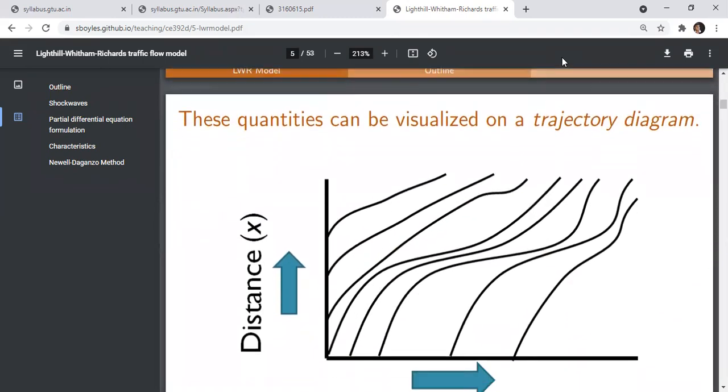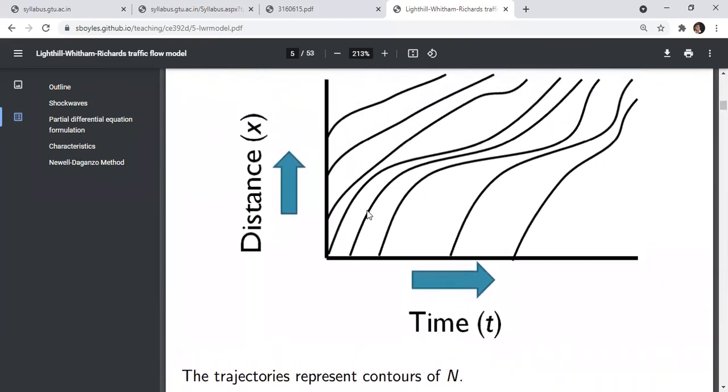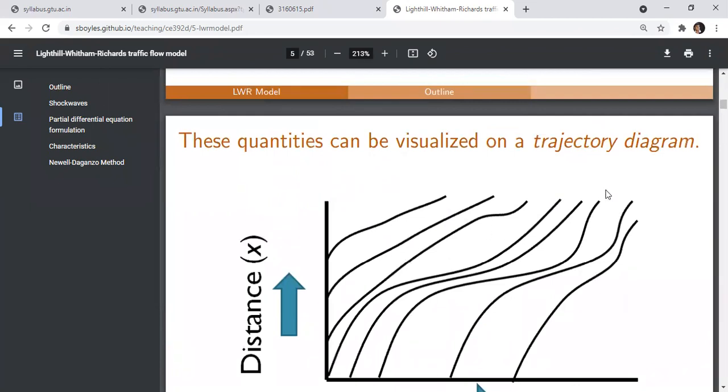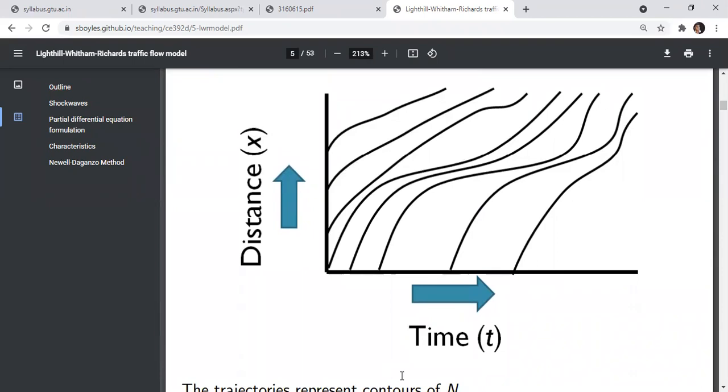This quantity can be visualized on the trajectory diagram. With time and distance, the trajectories represent the contours of N, showing how many vehicles are available at that point. If the speed of the vehicle is higher, there is less chance of high density in that section, and the lane is generally fast-paced. The diagram shows time and distance, so the less the time, the higher the distance the vehicles travel.